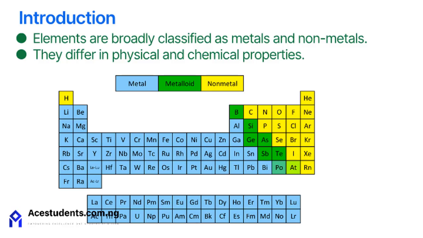Between the metals and nonmetals, you'll see a stair-step line. Along this line, the green-colored elements are the metalloids. They share properties of both metals and nonmetals. This color-coded chart helps you quickly identify which elements belong to each group.